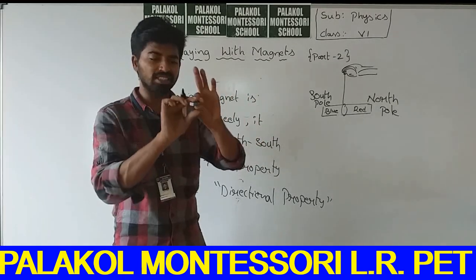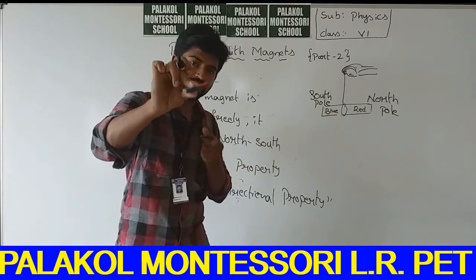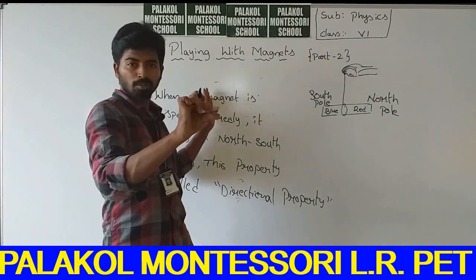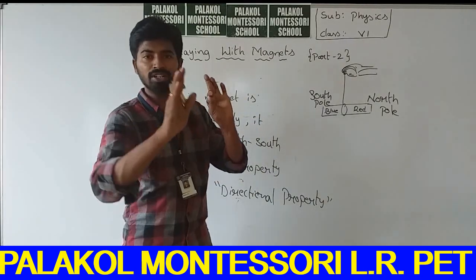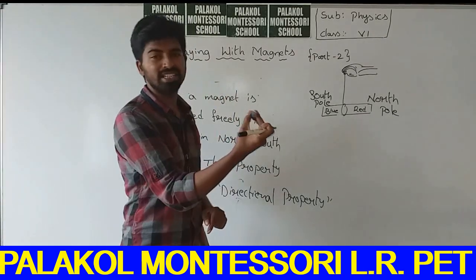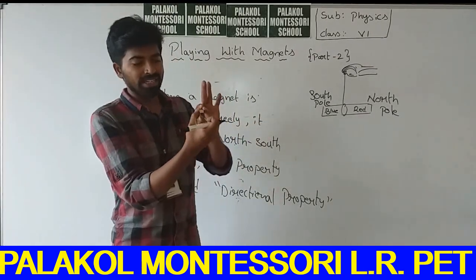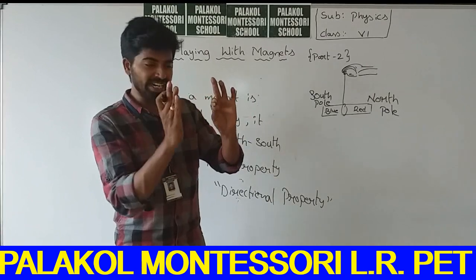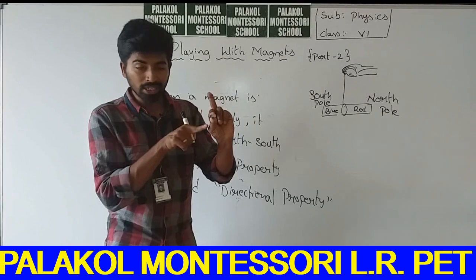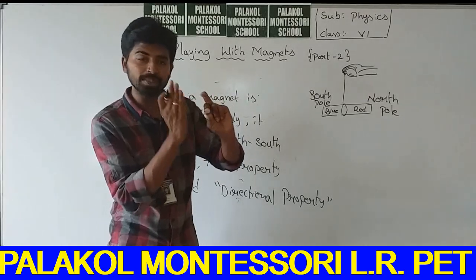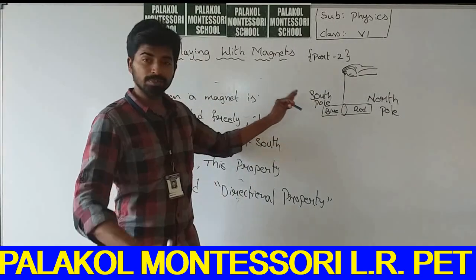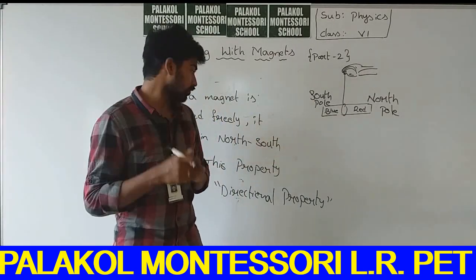So if you suspend the magnet, it always aligns in this direction. Red is pointing towards this side and the blue end is pointing towards this side. It doesn't align like this. It always aligns like this. So one end is always pointing towards only one particular direction. The end which is pointing towards north is called the north pole. The end which is pointing towards south is called the south pole.